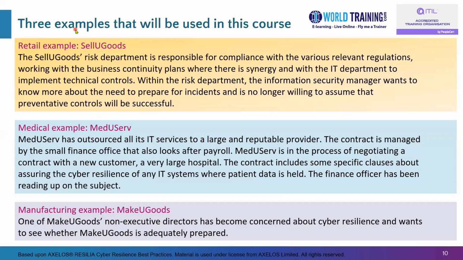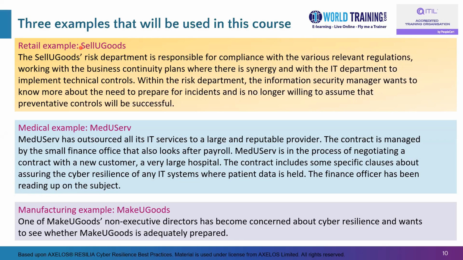From time to time, we may refer to certain quick examples based on these 3 companies that are listed here. So we have a retail company, and then we have a medical company and a manufacturing company. The retail one is called Sell You Goods. They have a risk department. They are responsible for compliance with regulations, and they have their own business continuity plans, and they need to have a synergy with the IT department to implement technical controls.